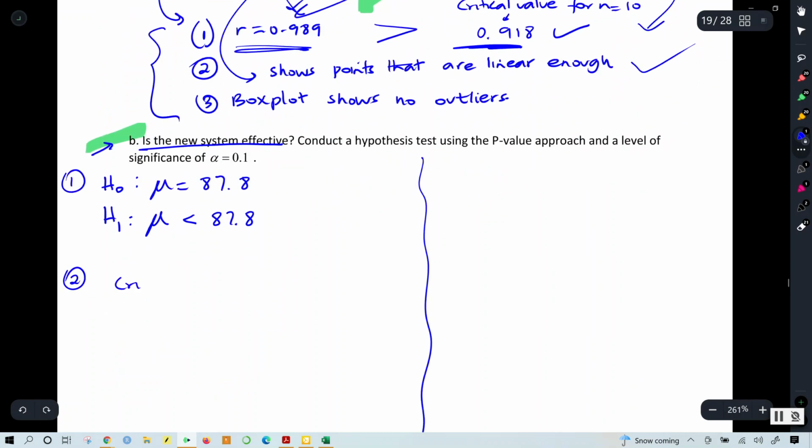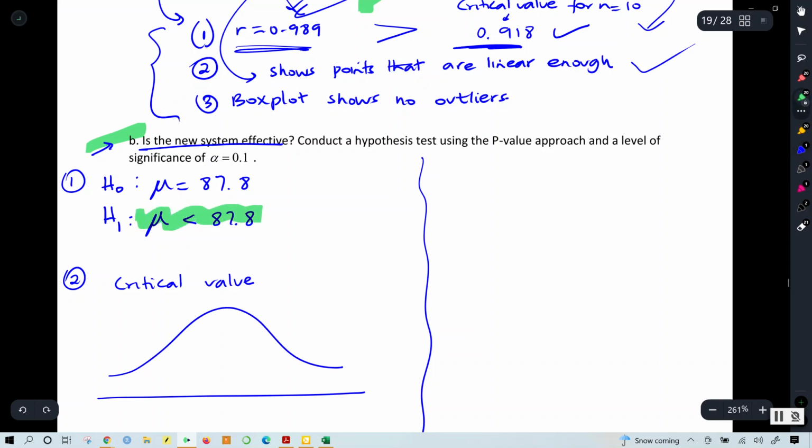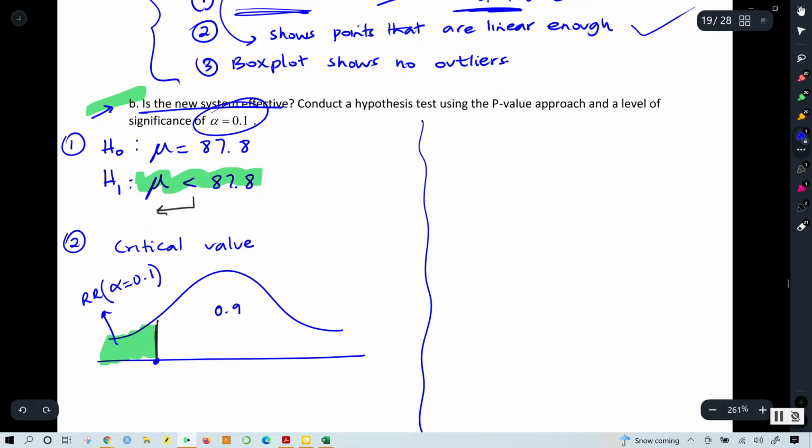Step 2, as usual, we need to find our critical value. I'll sketch my t-distribution, and the alternative hypothesis says that this is a left tail, one tail test. So I'm going to locate my rejection region, and that is my RR. The size of my rejection region is my alpha, which is 10%, leaving the remaining 90% here. And so I'm ready to find my critical value.